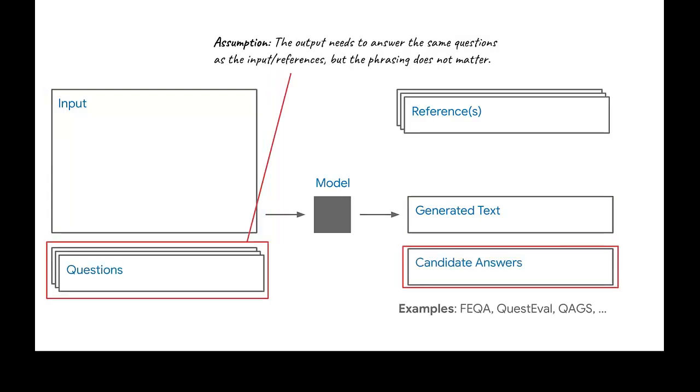Yet another more recently popular approach is that we can derive secondary information from our input. Here, again, we're making an assumption, which is that the output needs to answer the same questions as the input and/or the references, but the actual phrasing of the content doesn't matter, since we only care about the output being correct and complete. So we could generate questions from the input and references and generate candidate answers from the generated text and simply look whether the candidate answers are the correct answers to the questions.